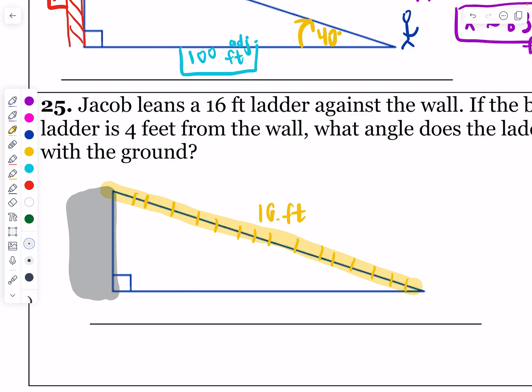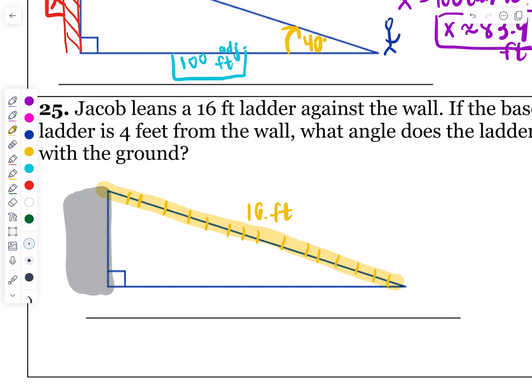He leans it against the wall. If the base of the ladder is 4 feet from the wall, so where's the base of the ladder? That's the bottom of the ladder. It is 4 feet from the wall. That's going to be our horizontal distance.